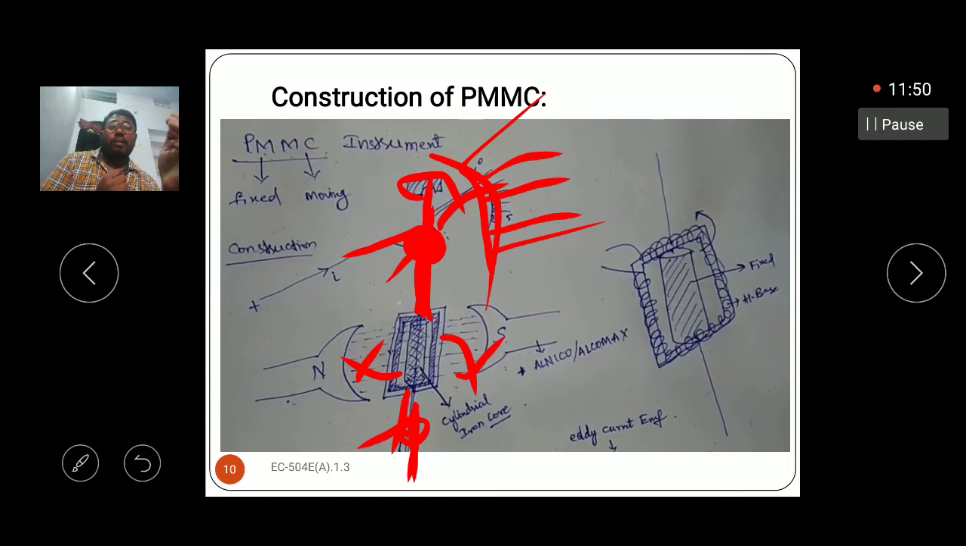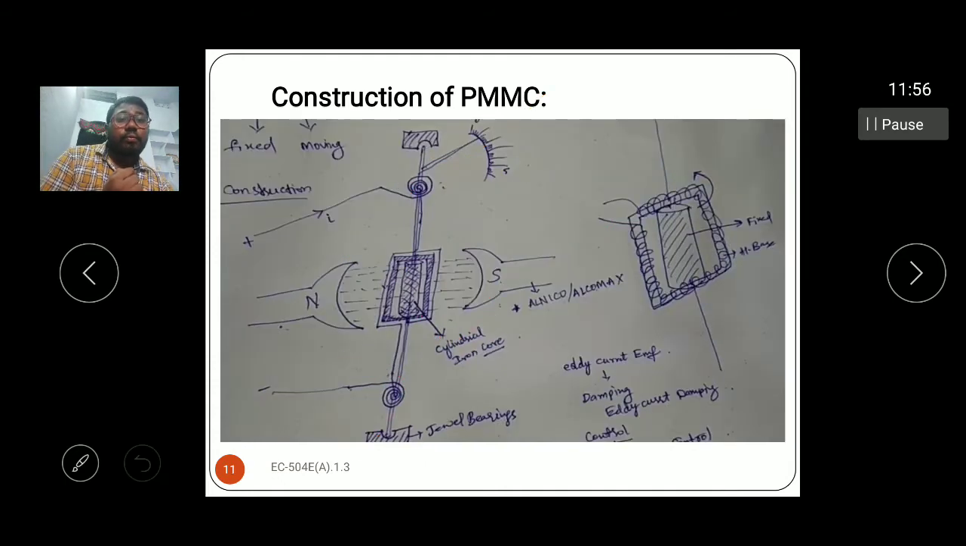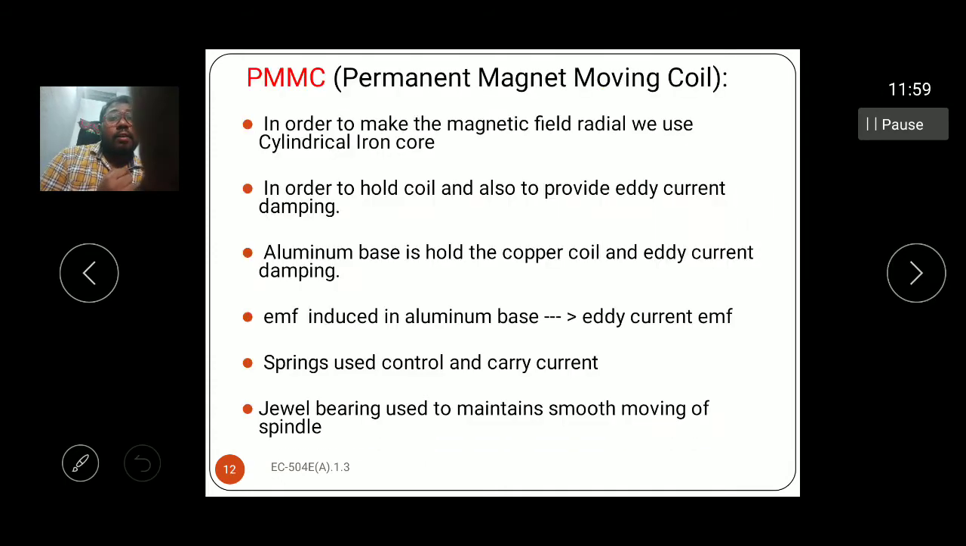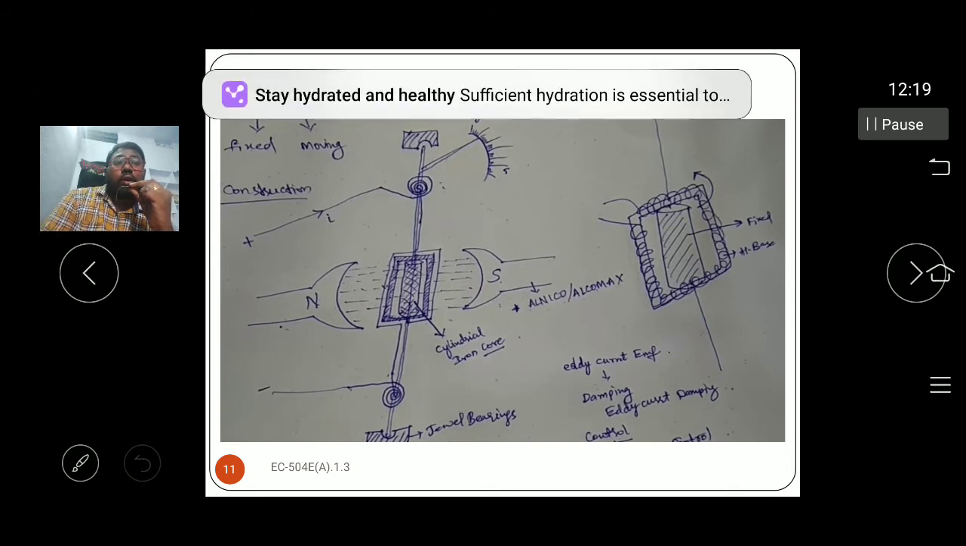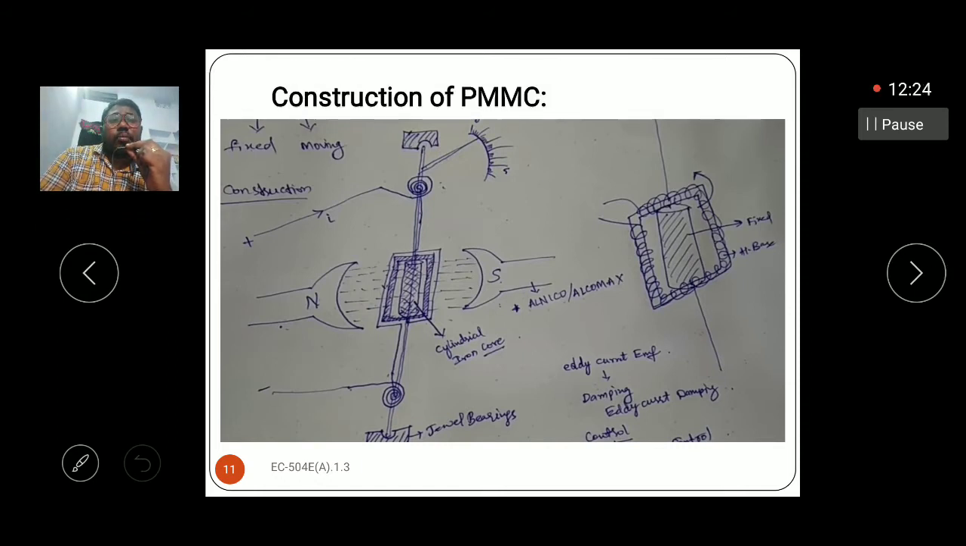Here I am explaining the use of each and every part in this particular construction of the PMMC. In this construction, we are observing the major parts. The first is the magnet. In between the magnet we are having the coil. The coil is surrounded by the aluminum base. Inside the aluminum base we are having the cylindrical iron core, and we are having the two springs.